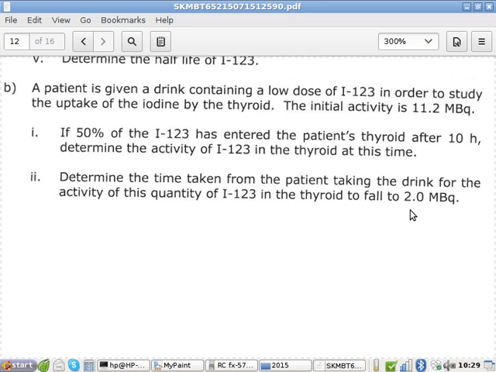A patient is given a drink containing a low dose of iodine 123 in order to study the uptake of the iodine by the thyroid, which is here. The initial activity is 11.2 MBq. If 50% of the iodine 123 has entered the patient's thyroid after 10 hours, determine the activity of the iodine 123 in the thyroid at this time. Okay. I'll give you a minute or two to try the part here. And then part 2 is what is the time until there's only 2 MBq left.